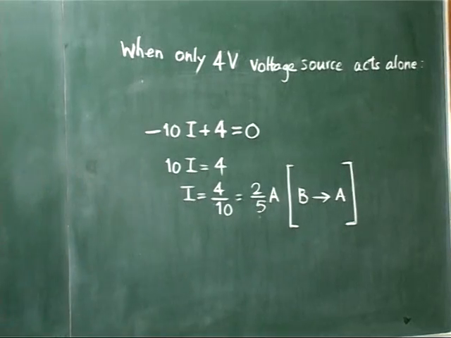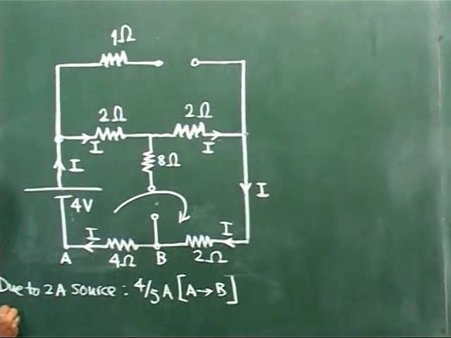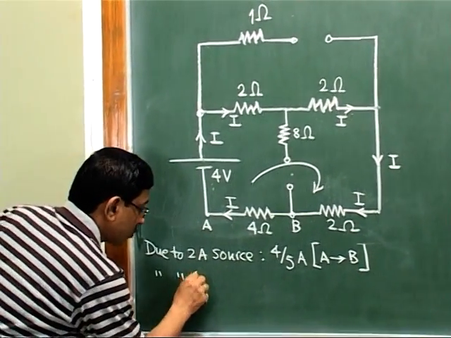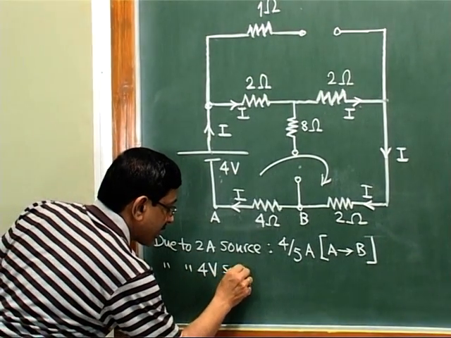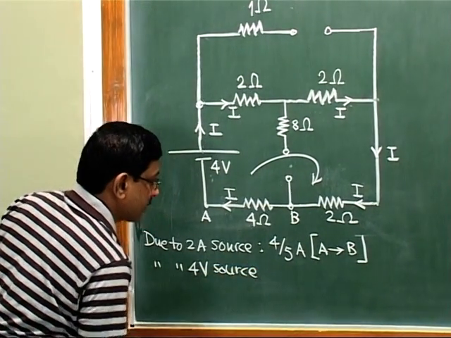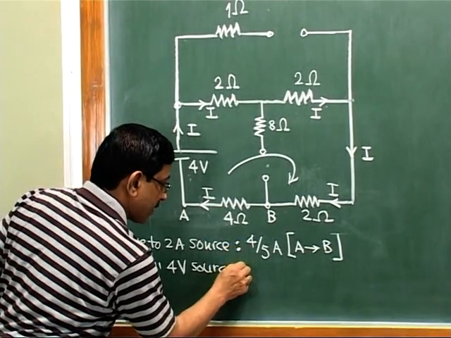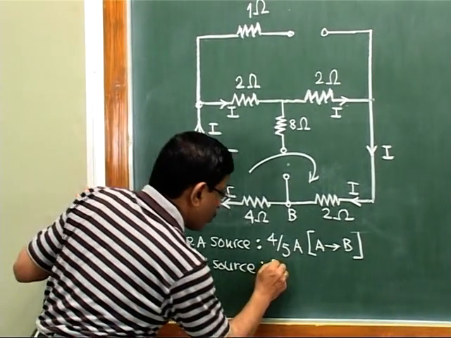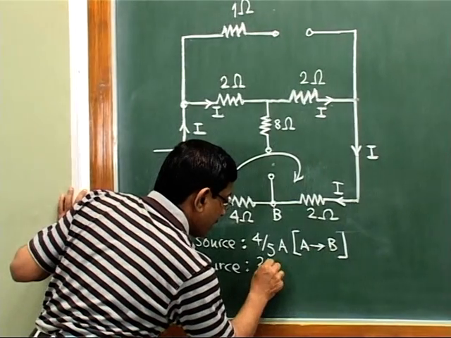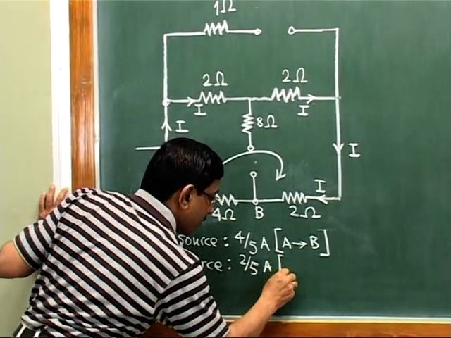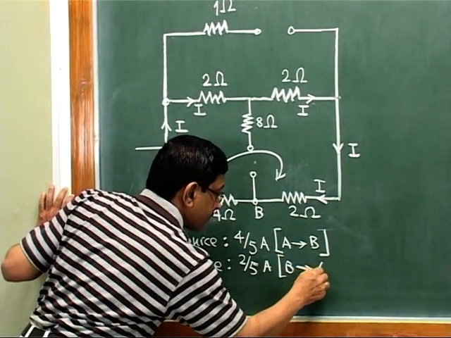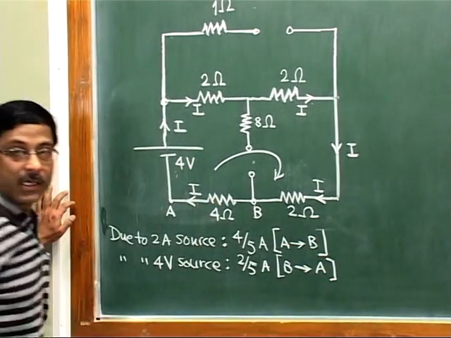Okay, and here we compile the result. Due to the 4 volt source, what is our second result now? The current is how much value? What value have we got? 2 by 5 ampere, but now the direction is from B to A. So the second result we have obtained.